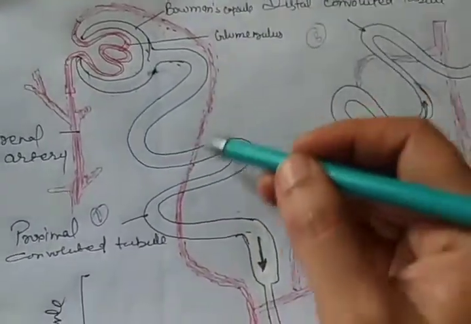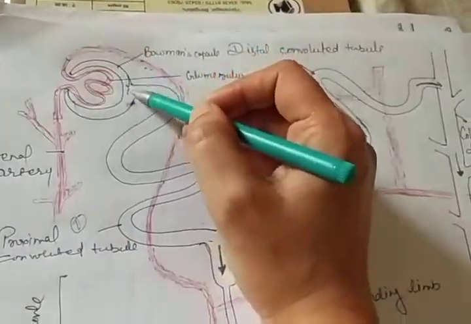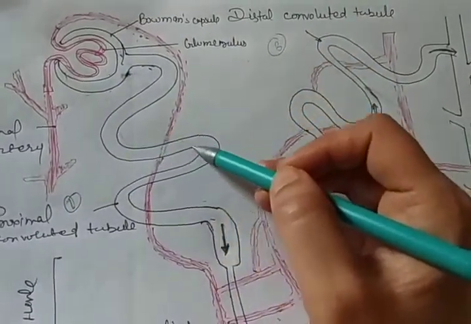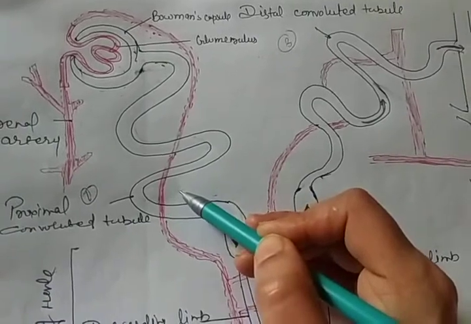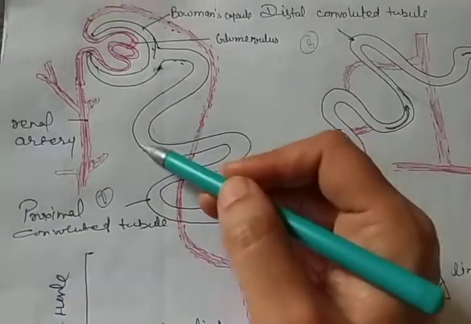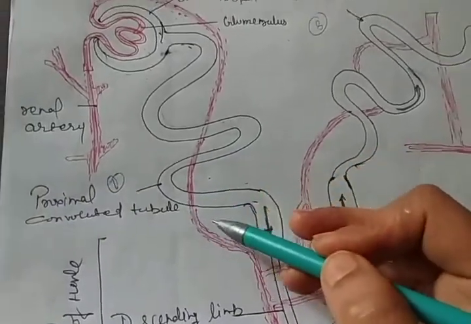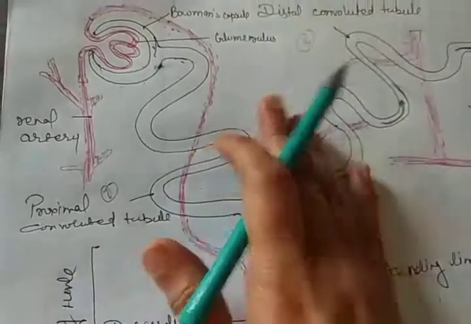Next is the proximal convoluted tubule. So Bowman's capsule extends downwards to form the proximal tubule. Water and reusable materials from the blood are now reabsorbed here back.